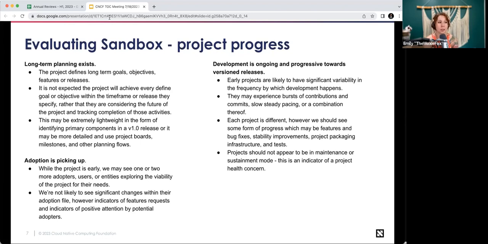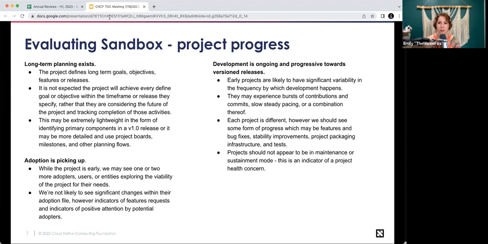The next portion is that we're starting to see some of the adoption of those projects pick up. Not necessarily that they're getting a lot of adopters, but that they're getting more attention, that they're seeing more folks interested. And then development is ongoing and progressive towards version releases, so that they're starting to think about how they're going to cut releases. They're thinking about how they're doing versioning, because one of the requirements that we have is that they are versioning their releases, and that the project doesn't actually appear to be in maintenance or sustainment mode.